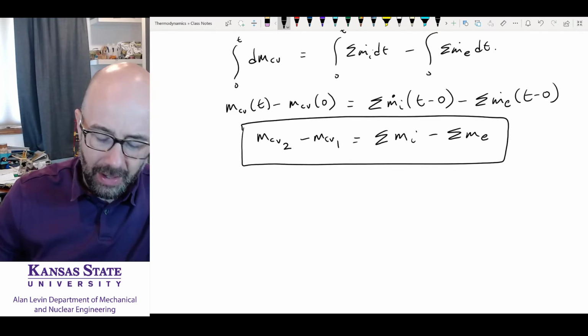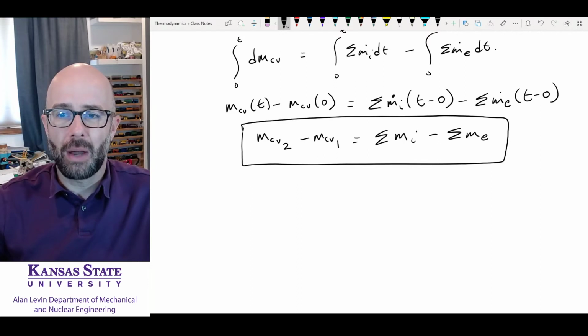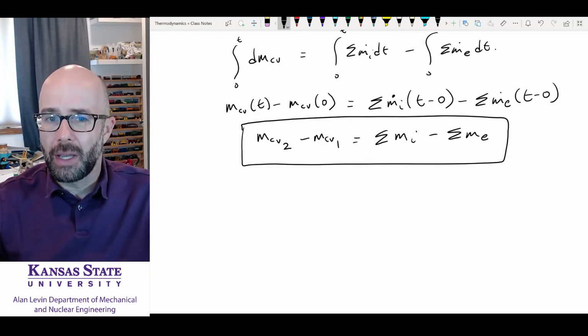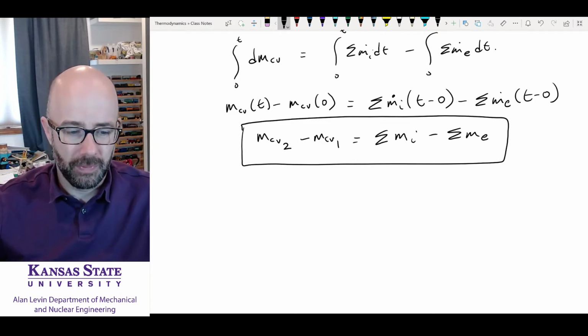Okay, and it makes sense to us. The mass of the control volume at state 2 minus the mass of the control volume at state 1 is going to equal what mass comes in minus what mass goes out. You could probably derive this equation just by thinking about it. That's a really straightforward equation.